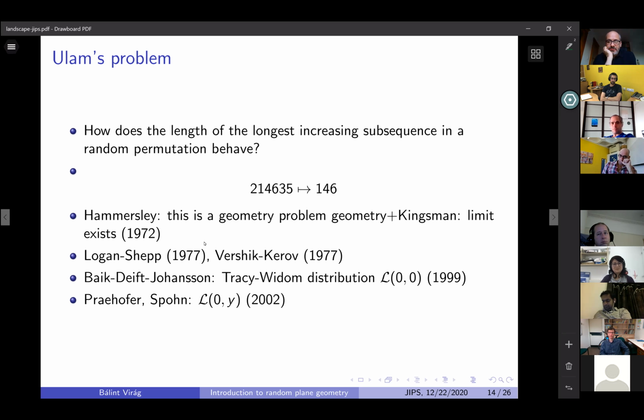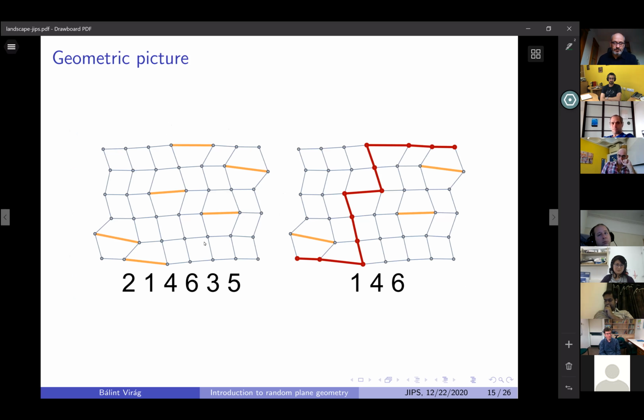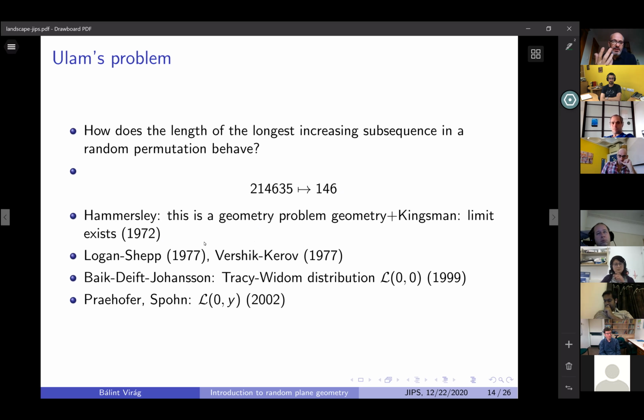A few years later, Prähofer and Spohn constructed a process which is essentially this two-parameter function, but with one parameter fixed. So you set one parameter to be 0, and you can move the other parameter, and they constructed this, called the Airy process, and I'll talk about it later. And in 2018 we constructed the whole object.